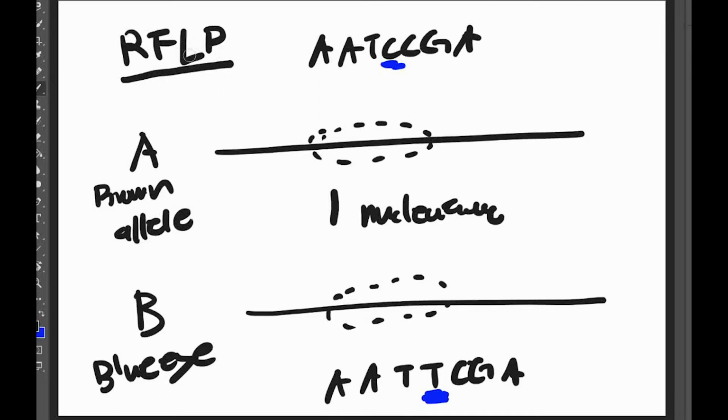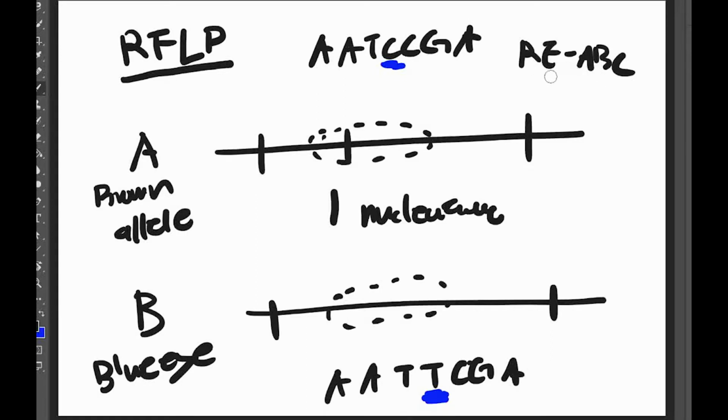So what exactly is RFLP? I first have to explain restriction enzymes. Restriction enzymes are enzymes that cleave, which means cut, a sequence of DNA at a specific spot. These points are the places where the restriction enzymes cut. Let's take a look at this. In the case of AATCCGA, I'll call this restriction enzyme ABC, just a random name I came up with.